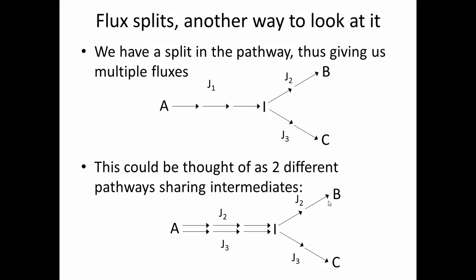So this thing is splitting because, say you're taking a 6 carbon intermediate, turning it into 2 3 carbon intermediates. Well, the overall flux of moles of carbon is going to be the same. You're going to have 3 moles of carbon here, 3 moles of carbon here, and here's your 6 moles of carbon going from A to I. So J1 is 6 C moles to I, and this is 3 C moles, and this is 3 C moles, so 3 plus 3 equals 6.